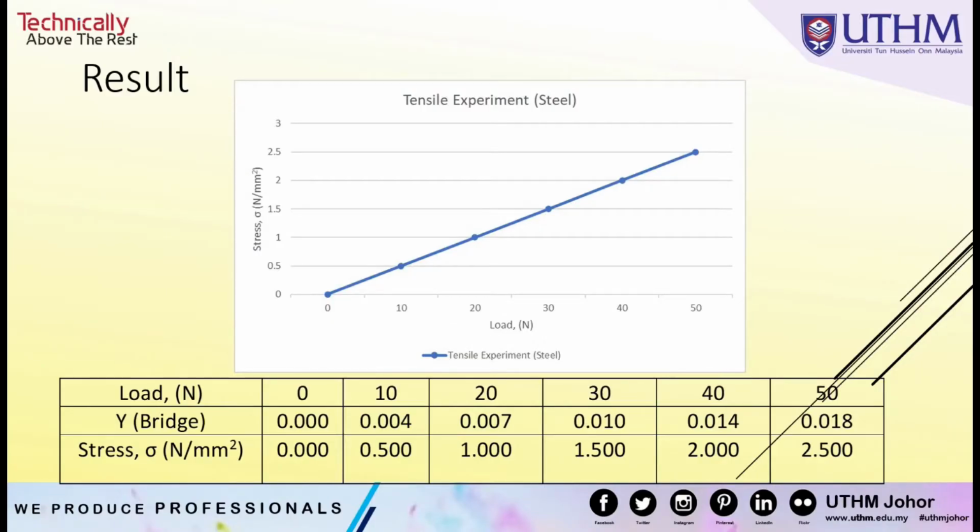Assalamualaikum, my name is Muhammad Anas bin Azlan. I will be presenting the experimental result. The data that we collected from the experiment and calculation is recorded in this table, containing load in Newton, bridge and stress in Newton per millimeter square. Here is the first table, for the tensile experiment of steel. With its graphical form of load and stress shown, the result is directly proportional with a positive slope.